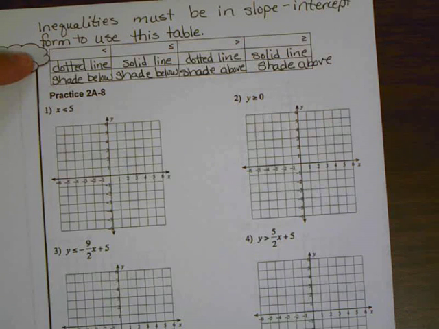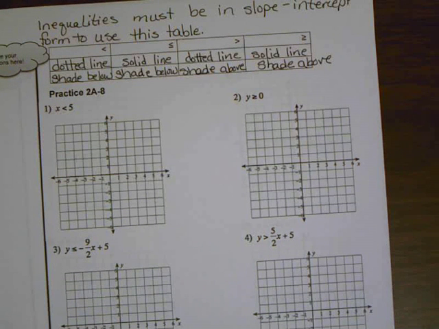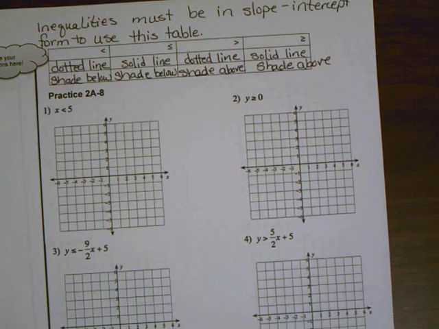If the inequality is in slope-intercept form, you can use this table to help you. If it's less than, it'll be a dotted line, and you shade below. If it's less than or equal to, it's a solid line, and you shade below the line. If it's greater than, it's a dotted line, and you shade above. If it's greater than or equal to, it's a solid line, and you shade above.